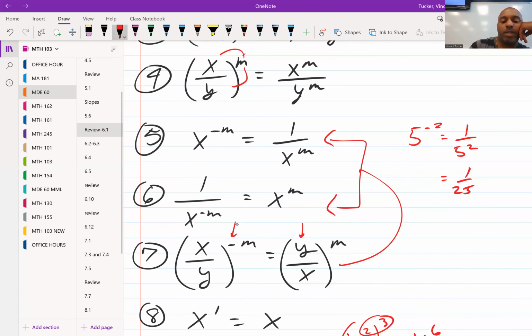And the same thing happens here. If I have x over y, but I have a negative exponent, if I apply that negative, it just flips my fraction. So that's what the negative exponent does for us. Things in the numerator go down to the denominator, the denominator takes it up to the numerator, and then you can rewrite it as a positive exponent.